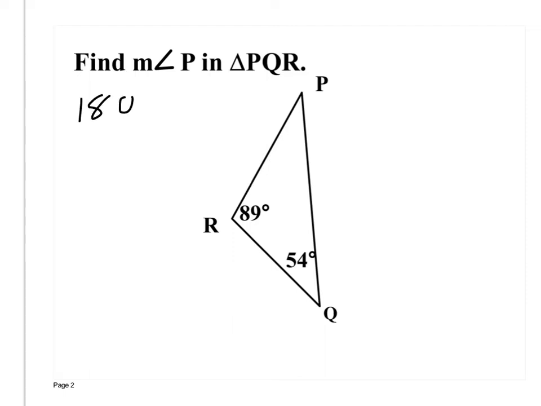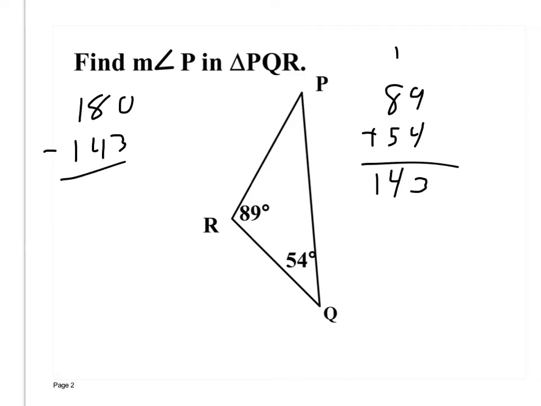180. So what I do is I add up what they give me, 89 and 54. That gives me 143, and I subtract that from 180. Gives me 37 degrees, and that's my answer. That's how I'd find something like that.